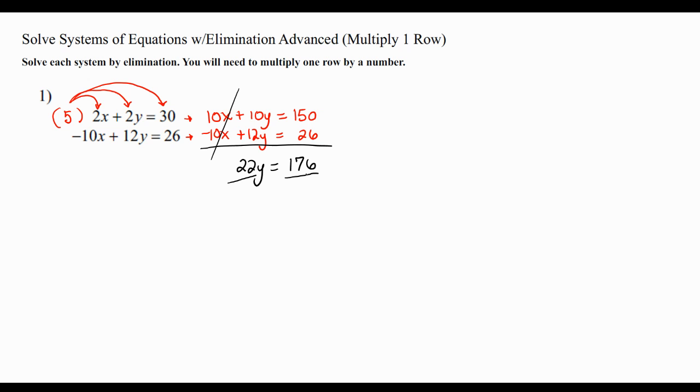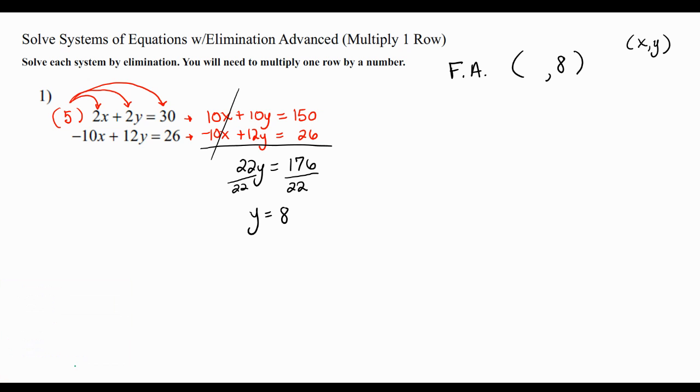And I won't give you fractions, so this should divide. You just need to consult a calculator, which I'm going to do right now. So 176 divided by 22 is 8. So the y value is equal to 8. So for our final answer, we have half of the final answer. Because remember, your answers have to be in XY form, and we found the 8. So put the answer in for the y spot, and now let's find the x.